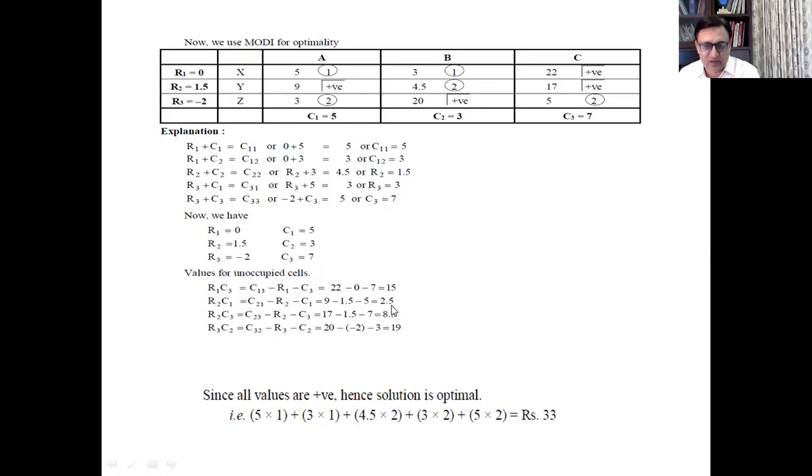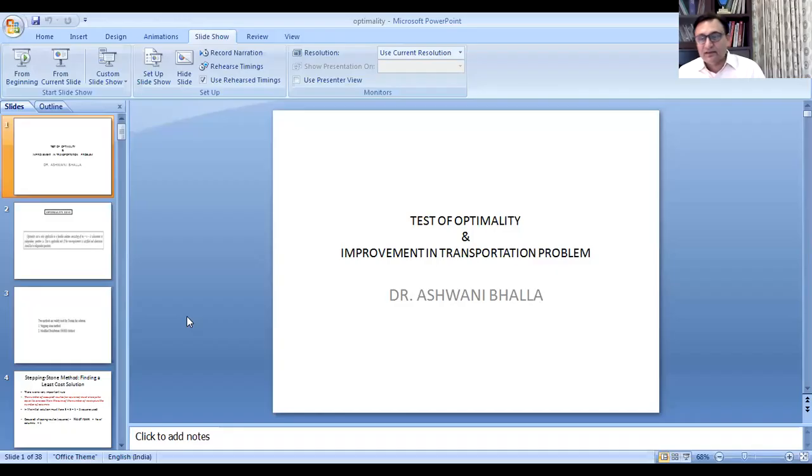So we find that all are positive and 0. It means the optimal solution has been obtained. So by using this methodology of the modified distribution method, you can improve our solutions. These are the two methods which are used for improvement or testing the optimality of our solution. So this was all for today. Thank you very much.